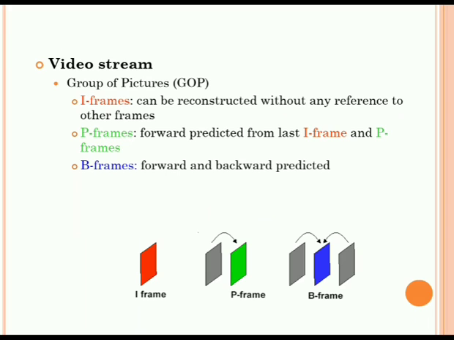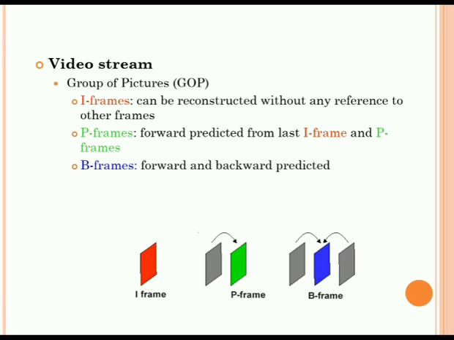Now let us see in detail what the video stream actually is. The group of pictures is nothing but a video stream. I frames can be reconstructed without any reference to other frames. P frames are forward predicted from the last I frame. The I frame is the original first frame, the reference frame of the image. After that, the P frame is predicted from the frame before it, and B frames are forward and backward predicted.